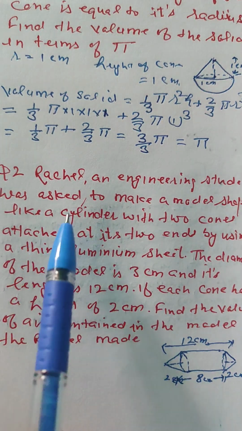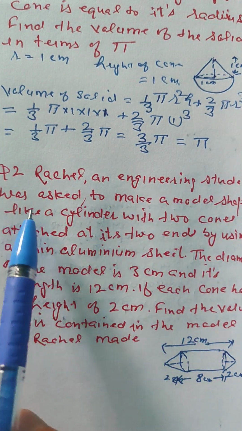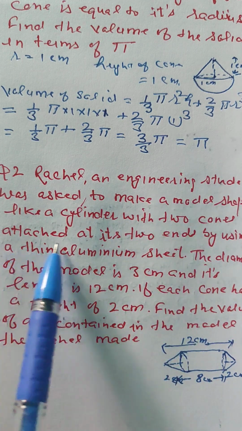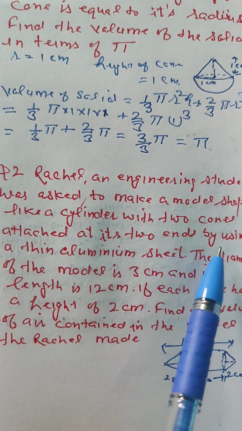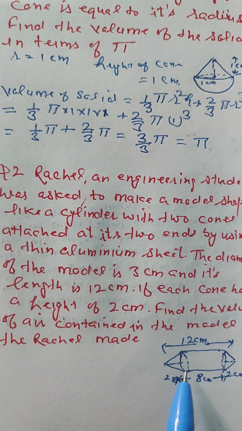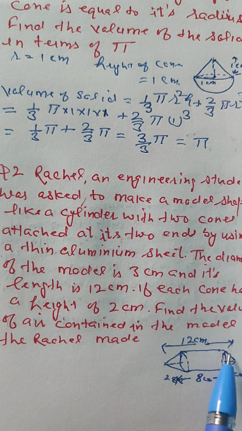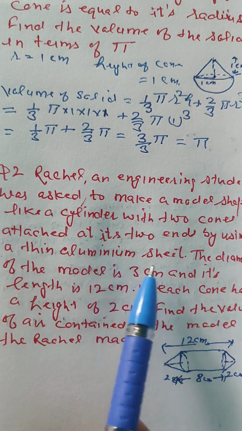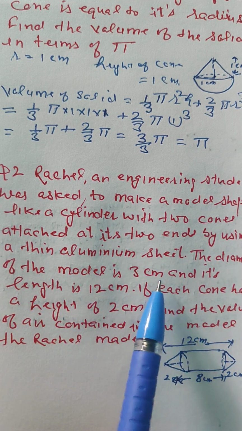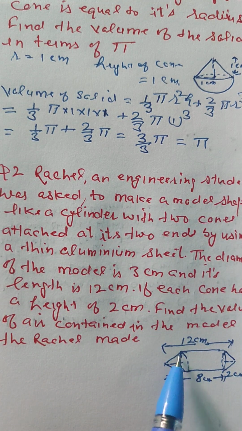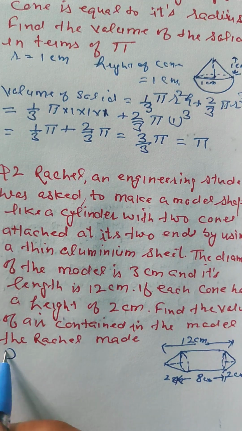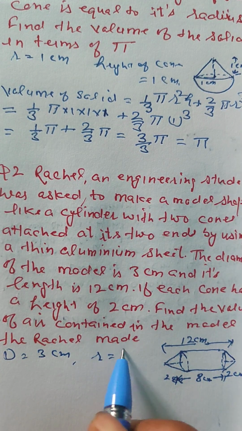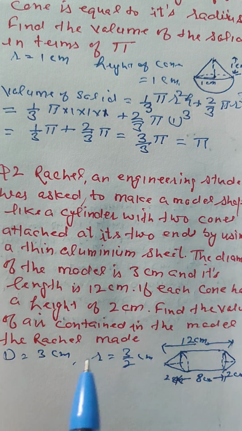Another question: Rachel, an engineering student, was asked to make a model shaped like a cylinder with two cones attached at two ends. This is the cylindrical shape and the two cones are attached to its both ends, using thin aluminum sheet. The diameter of the model is 3 centimeter, so the radius is equal to 3 by 2 centimeter.